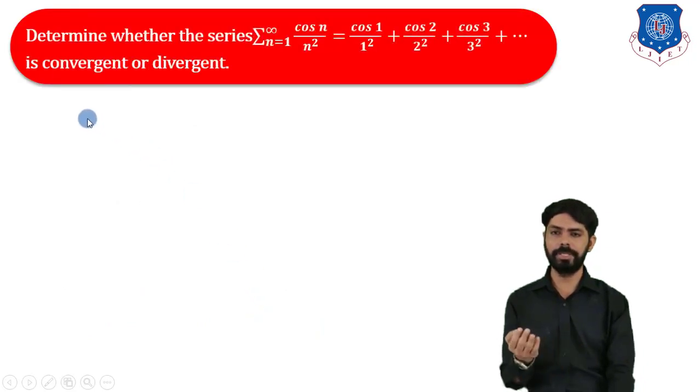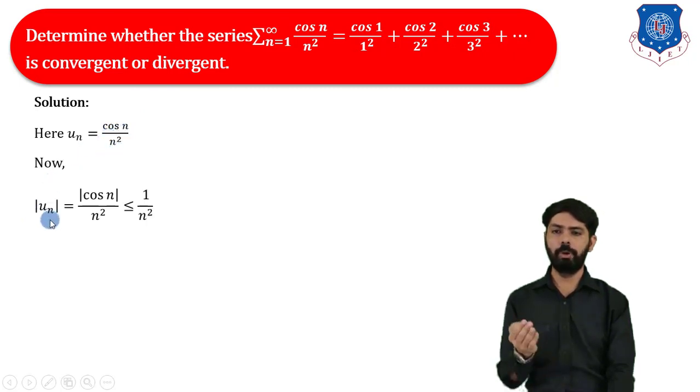Now we will discuss the next example, that is determine whether the series sigma n equal to 1 to infinite cos n divided by n square is equal to cos 1 divided by 1 square plus cos 2 divided by 2 square plus cos 3 divided by 3 square plus so on is convergent or divergent. Here un is equal to cos n divided by n square. Now we will find out modulus of un. Therefore, modulus of un is equal to modulus of cos n divided by n square, and this is less or equal to 1 divided by n square.